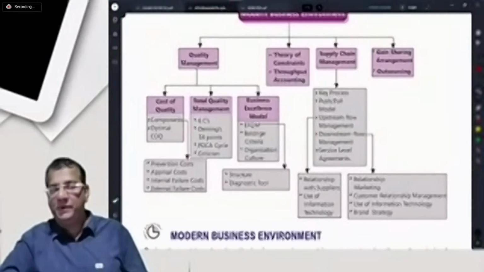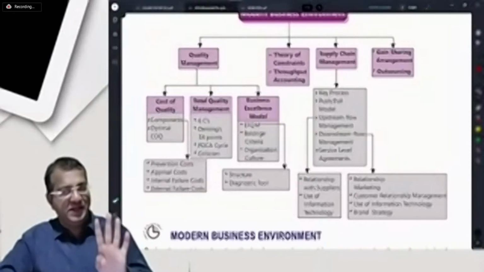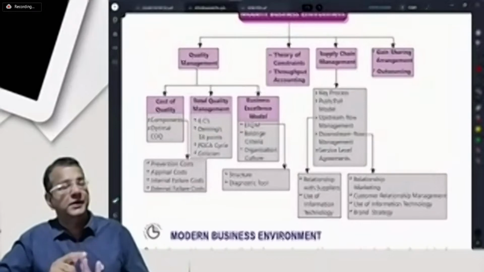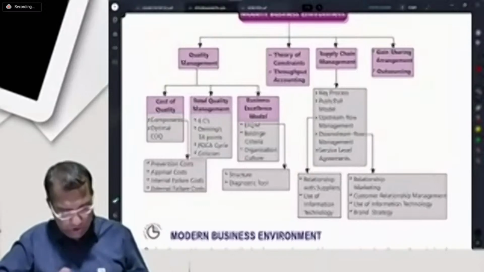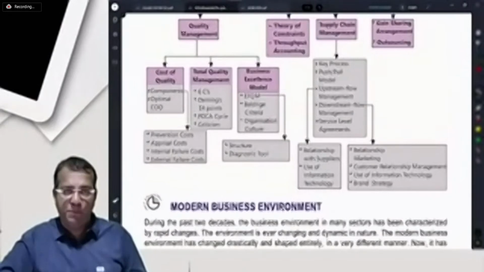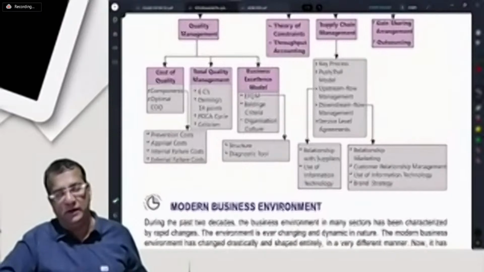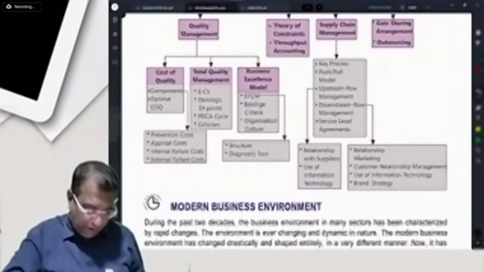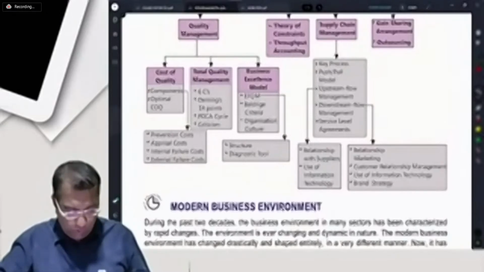The third and fourth topics are again theoretical-cum-application based concepts known as supply chain management and gain sharing arrangement. So basically there are four major topics: quality management, TOC, supply chain management, and the gain sharing arrangement. We will start this chapter number 2 with the very first topic, quality management. In quality management, we have three subtopics: cost of quality, total quality management, and the business excellence model. We will start with cost of quality.